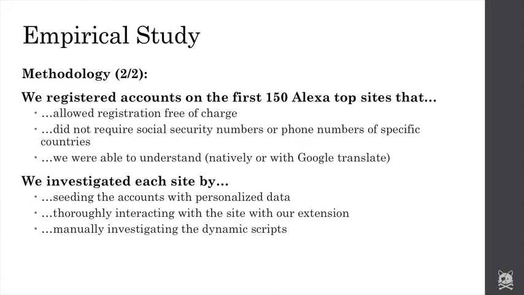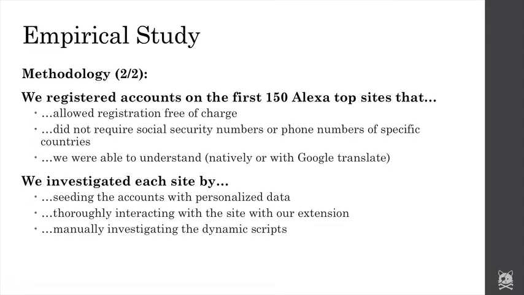What we did then is we went to the Alexa top 500 web pages, and we picked out the first 150 pages that allowed us a registration free of charge, where we were able to register an account without social security numbers of strange countries that we were not able to have, or phone numbers, and also important that we were able to understand, either by Google Translate or by natively speaking the language. So what we did with those 150 sites, we registered accounts for them and seeded these accounts with personal data.